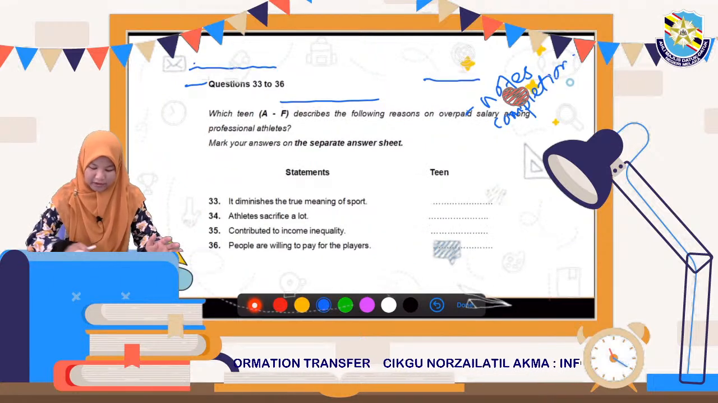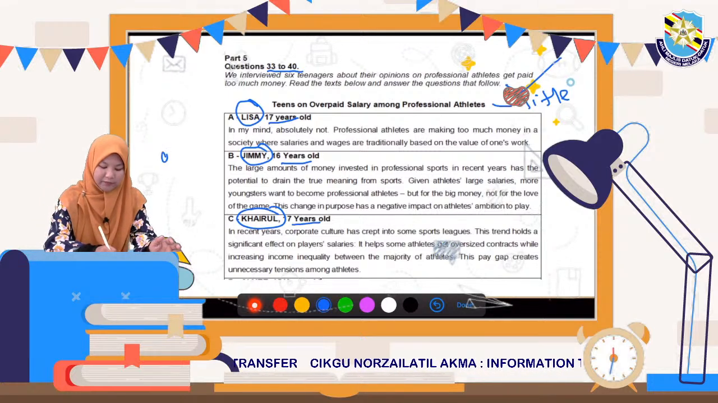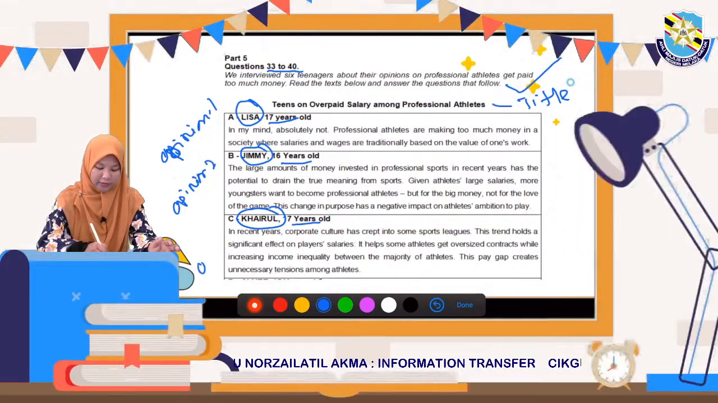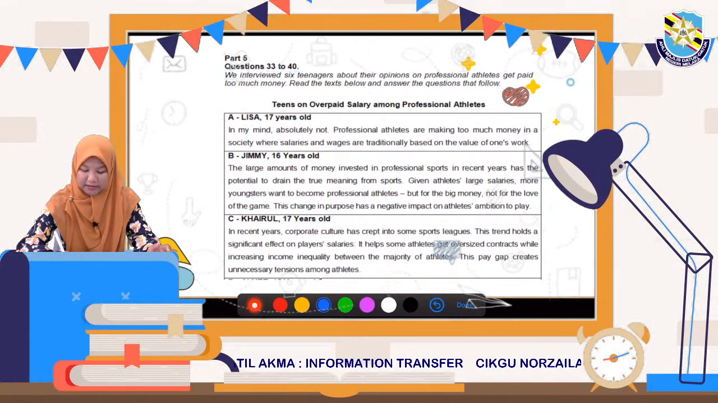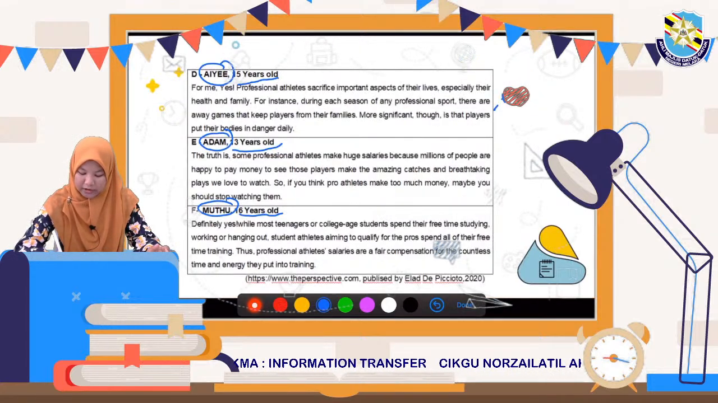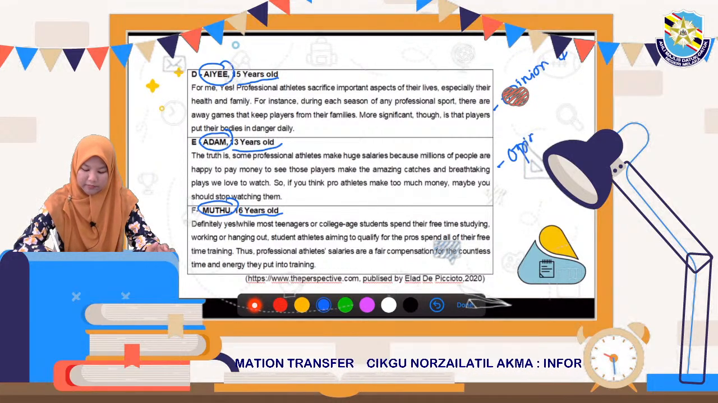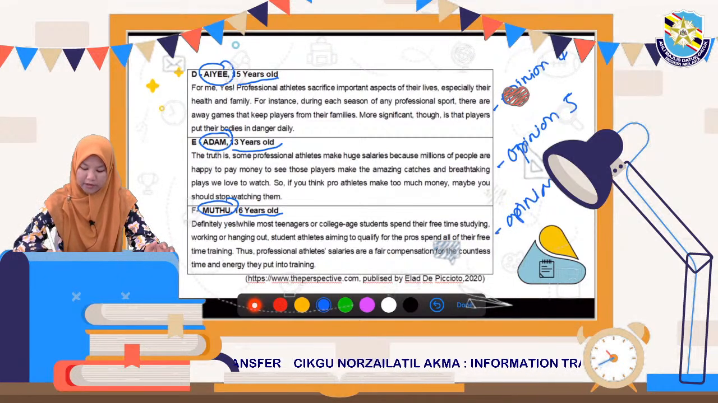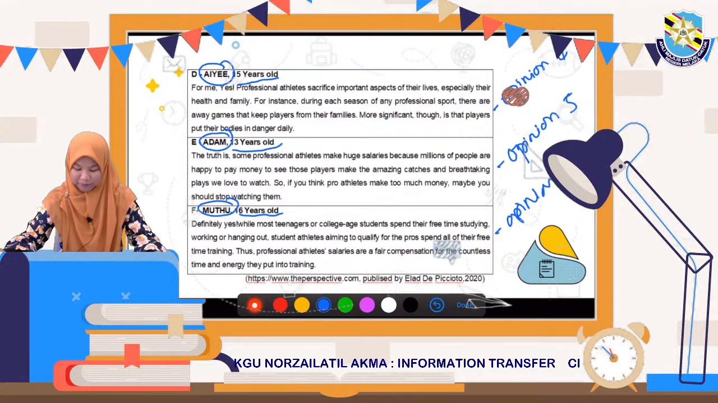Sorry, let me go back to this one. Here, Lisa will be opinion 1. Jimmy will give opinion number 2. Khairul, opinion number 3. Then opinion number 4, Adam opinion number 5, and Mutu opinion number 6. Again, pardon my handwriting.